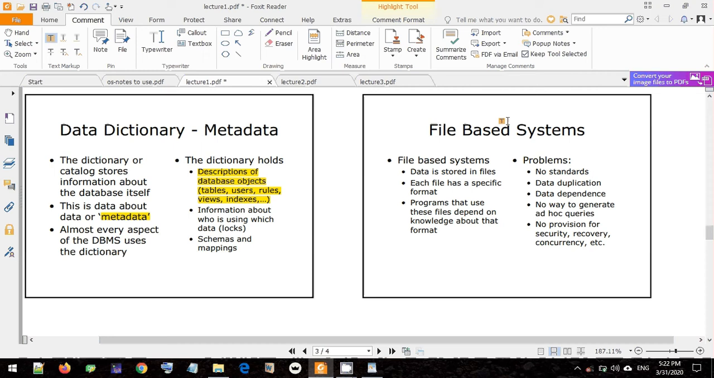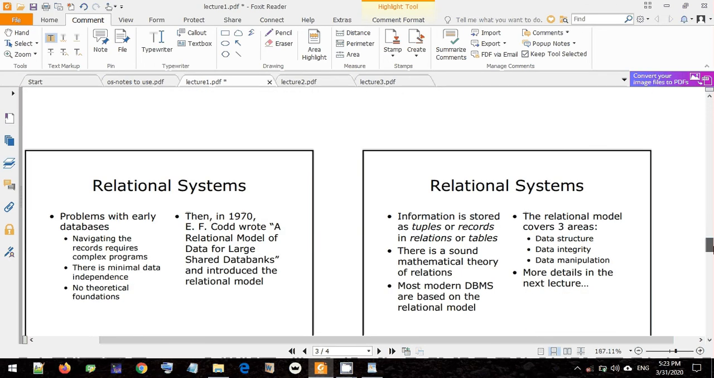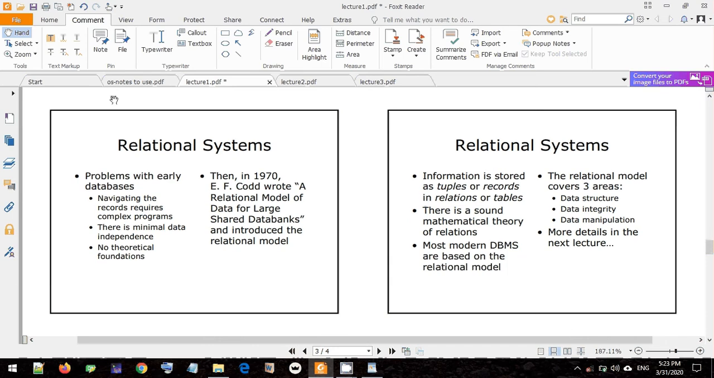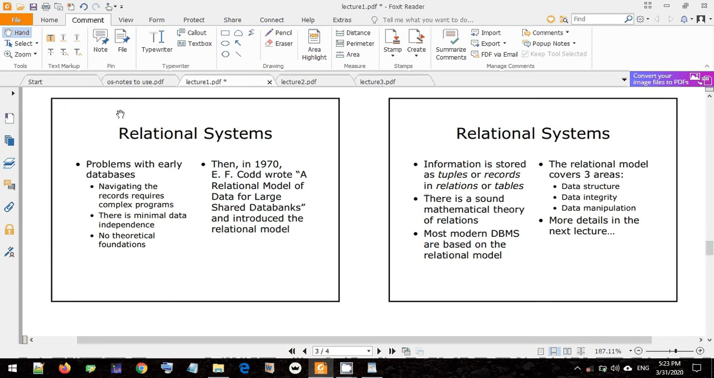Programs use these files depending on knowledge of the format that each of the files has, right? Some of the problems with file-based systems is that they have no standards. There is data duplication, data dependence, and there is no way to generate ad hoc queries. Then no provision is equally provided for security, recovery, and concurrency. Because of this backdrop, we now move to the other type of database system which resolves most of these problems, called the relational database system.